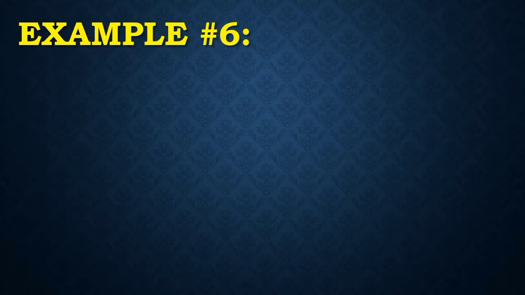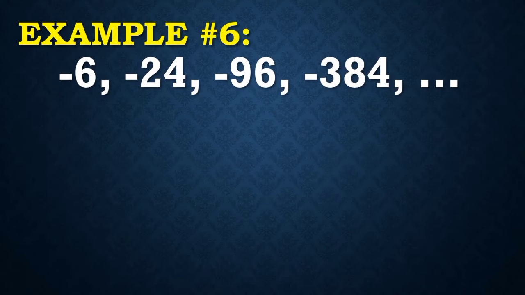Next example, number 6. Negative 6, negative 24, negative 96, negative 384, and so on. So, infinite po yung ating given sequence. And then, as you can see, yung mga terms natin, puro mga negative integers. Okay. So, let's start by dividing the second term on the first term. So, negative 24 divided by negative 6. That is positive 4. Why is it positive? Negative divided by negative, that is positive.